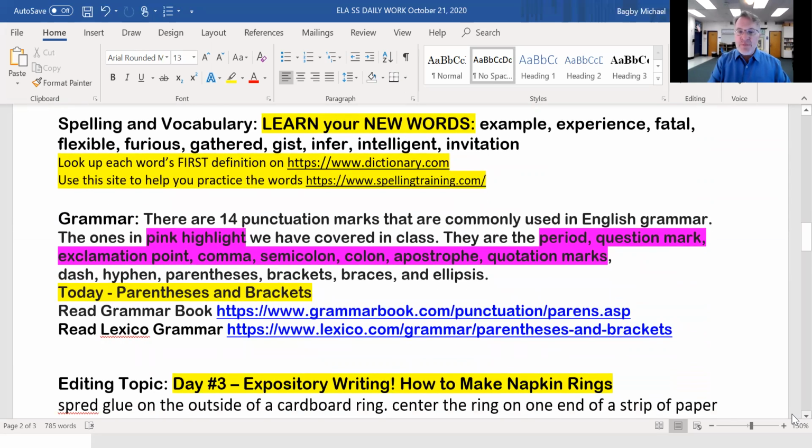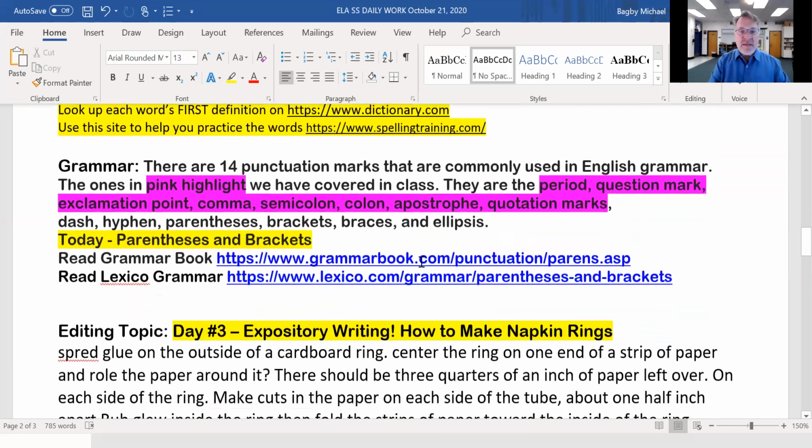You've got your 10 words. Please practice them. We did not get to this today. We are going to read these together on parentheses and brackets. And then tomorrow and Friday, we will be working on dashes and hyphens.